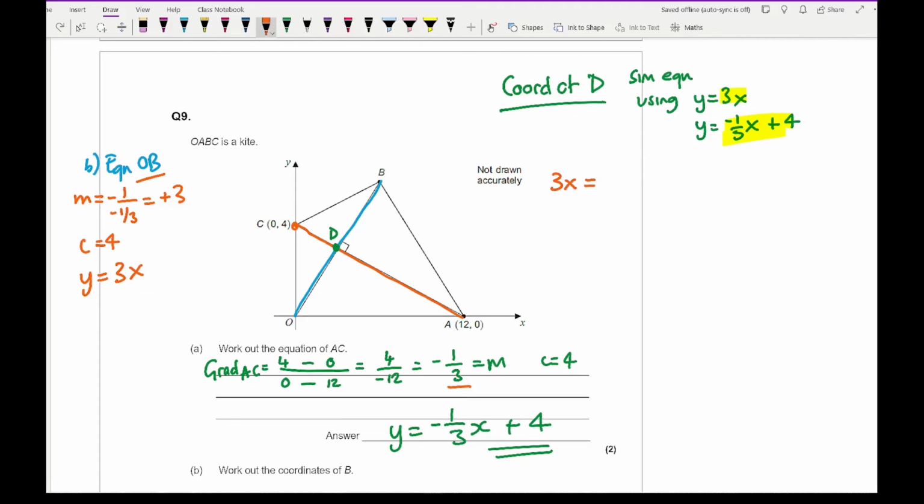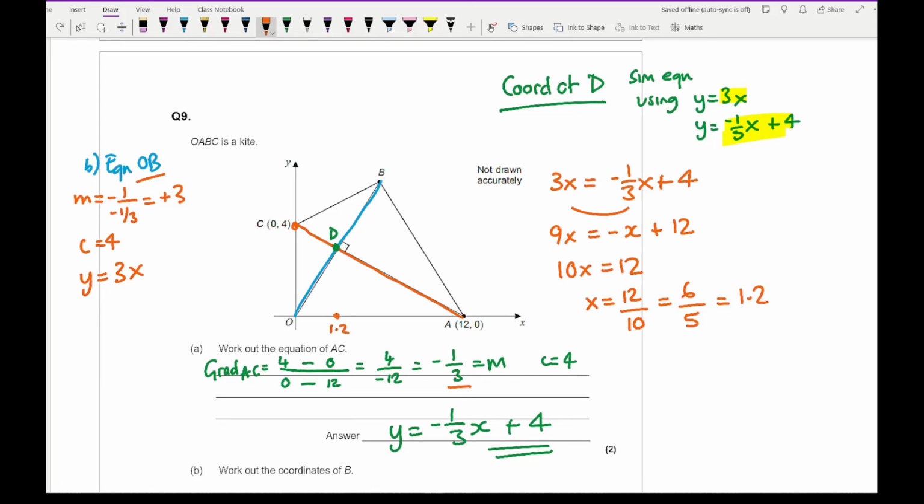So I get 3x equals -1/3x plus 4. Now if I take the 3 over and multiply everything by 3, I end up with 9x equals -x plus 12. And then from this, I can take the x over, so I end up with 10x equals 12, and so x equals 12 over 10, which is 6 over 5. Now if I convert that into a decimal, that becomes 1.2. So this coordinate here is 1.2.